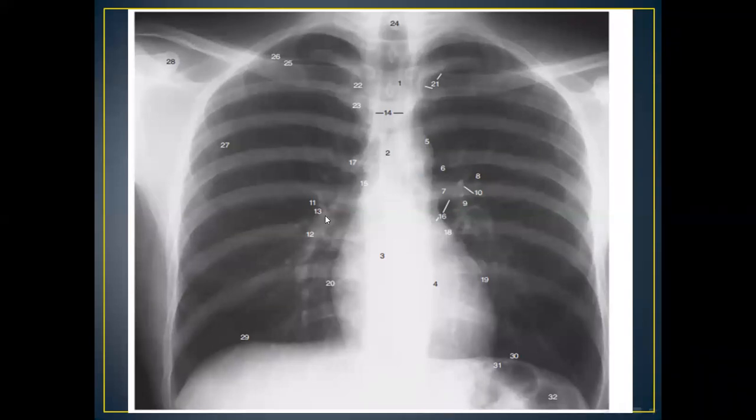This image is the same. Here, this is the descending branch of the pulmonary artery, and this is the pulmonary artery. Between the descending pulmonary artery and the superior pulmonary vein, we have what is called the hilar angle, which should measure less than 120 degrees.